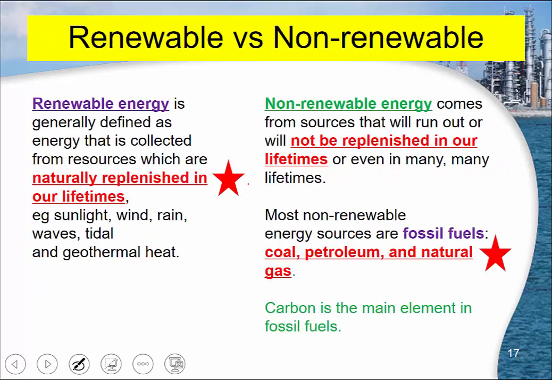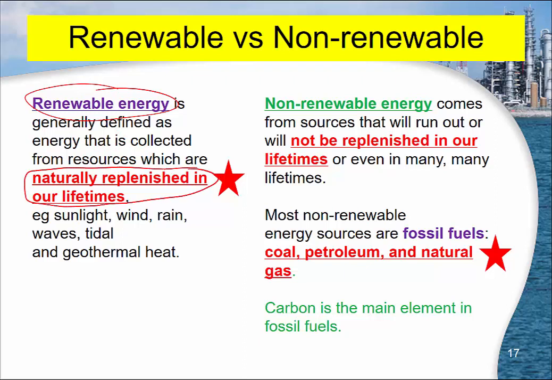So let's see what's the meaning of renewable and non-renewable. Renewable sources of energy are generally defined as energy that can be collected from resources that are naturally replenished in our lifetime. For example, it takes up to 70 or 80 years and then it can be replenished again. These are called renewable energy, for example, sunlight, solar energy, wind energy, and even geothermal or hydroelectric. All this energy can be replenished again and again.